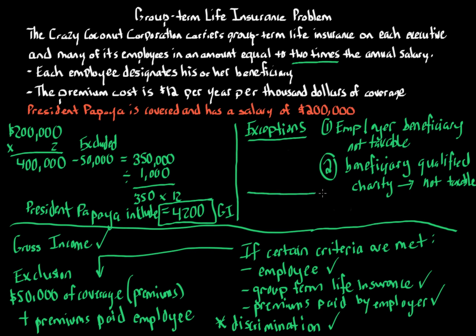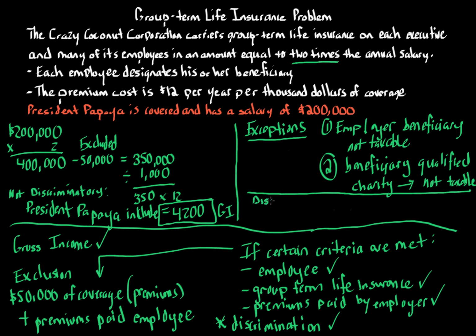One final thing is what would be the tax consequences here if President Papaya had to pay on all the coverage? Like if it was discriminatory or one of these things weren't met where it's able to get the $50,000 of exclusion. Sorry, so our example earlier was assuming it's not discriminatory, because we assumed that.